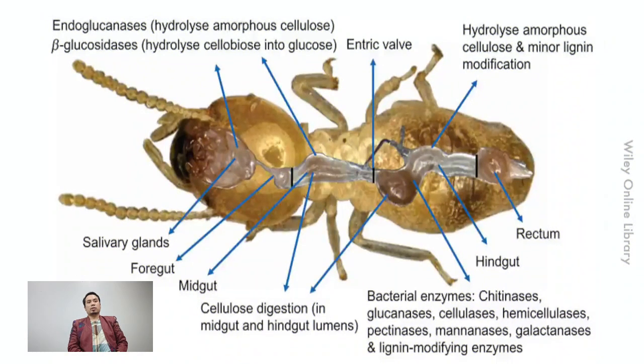So now we can see about anatomy. The termite has salivary glands for cellulose digestion, and also an entry valve, and bacterial enzymes such as chitinases, glucanases, cellulases and amylases, which hydrolyze amorphous cellulose with minor lignin modification, and also the hindgut and the rectum. So this is the anatomy of the termite.